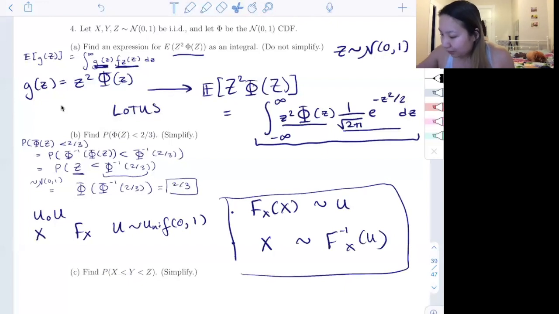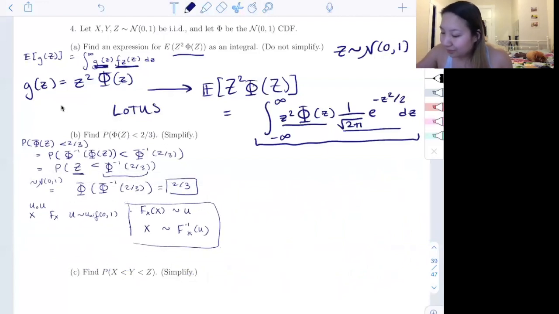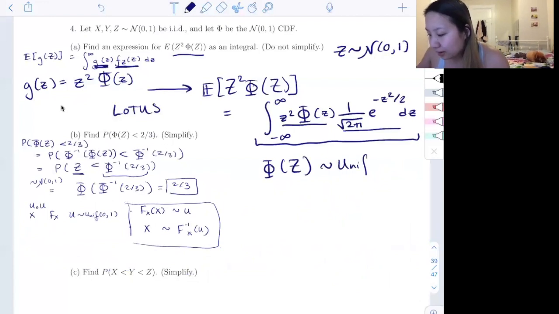So if we look at what we're dealing with here, so I'll make this a little smaller, we're looking at Phi(Z), and Phi is the CDF of Z. So plugging in Z, Phi(Z) should be distributed uniformly. So we have that Phi(Z) is distributed Unif(0, 1) by universality of the uniform. So that means we could just say the probability that Phi(Z) is less than 2/3.